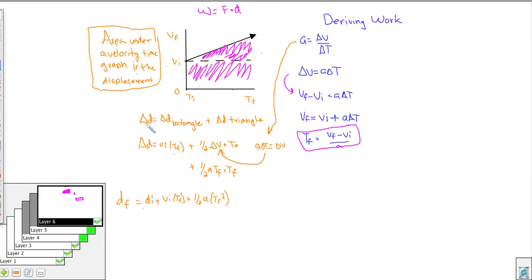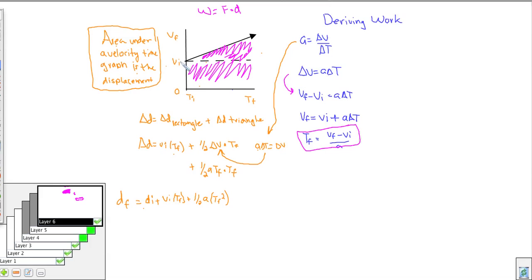So we found the change in displacement, because what we really want to know is how far did we go after we had this acceleration. This acceleration is a change in velocity over change in time. So we need to add up all of the area of this graph right here. We're going to separate this out: the area of this rectangle plus the area of this triangle.